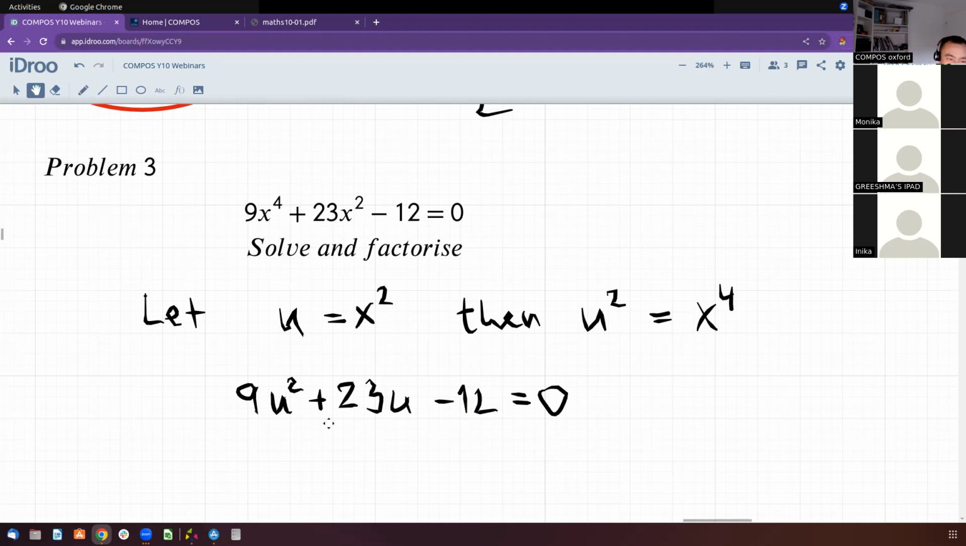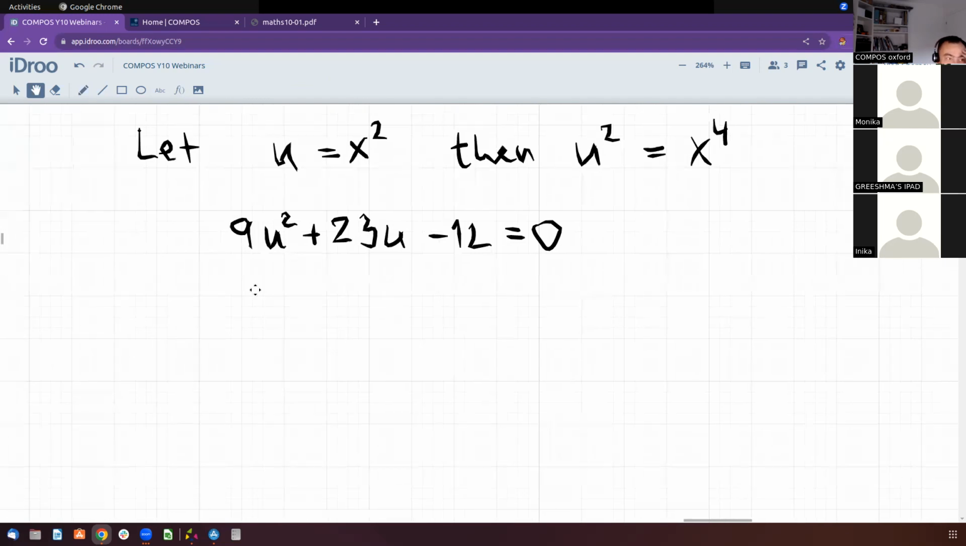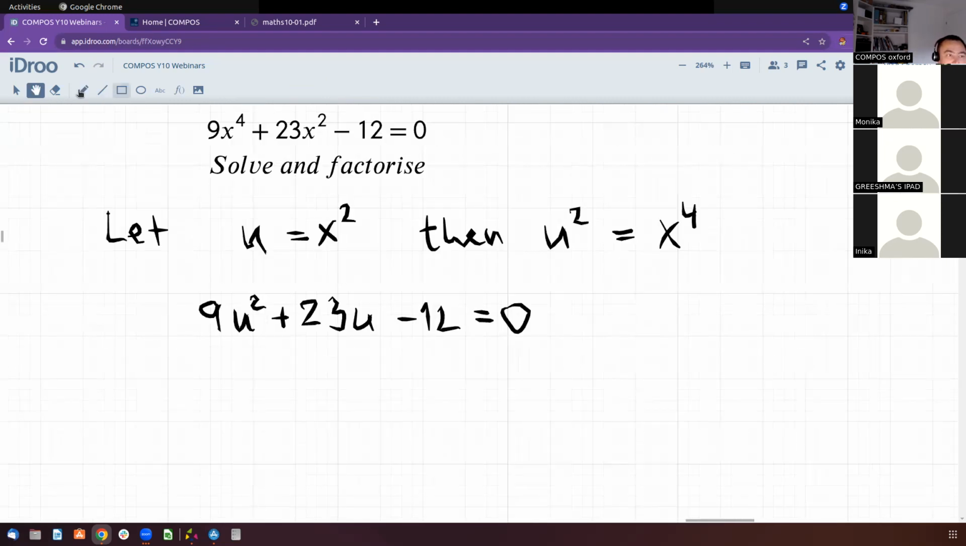Unfortunately, this is not a special case. I'd love it to be a special case, but that's fine. It doesn't matter what letter we use. It could be t. It could be zebra. It doesn't have to be anything. It could be, let w equal x², then w², and then w.